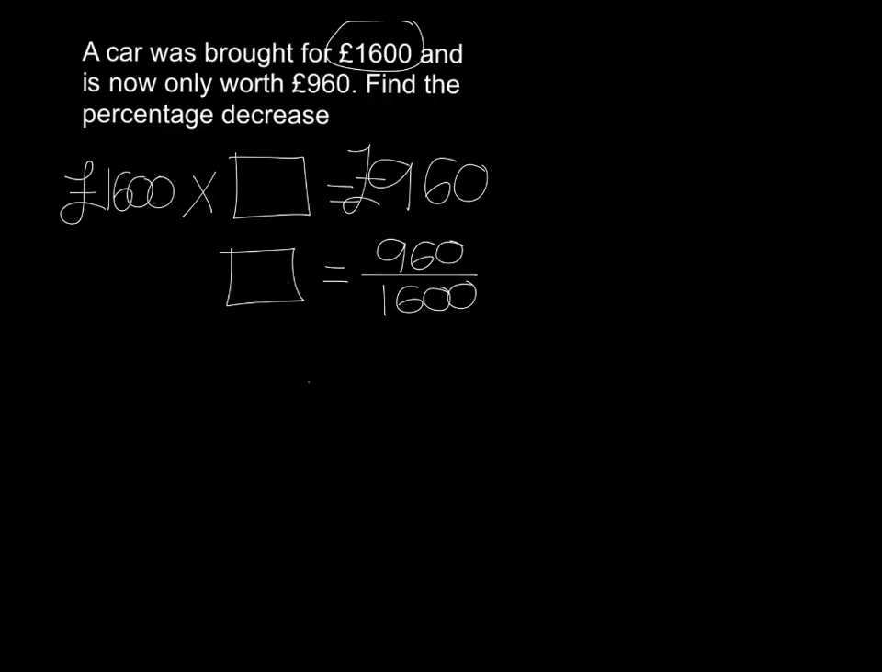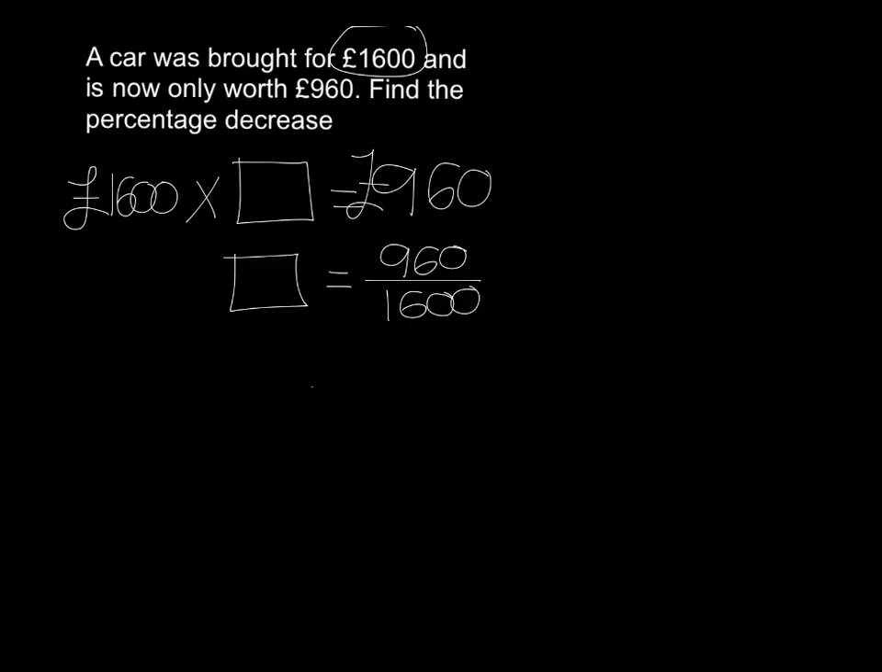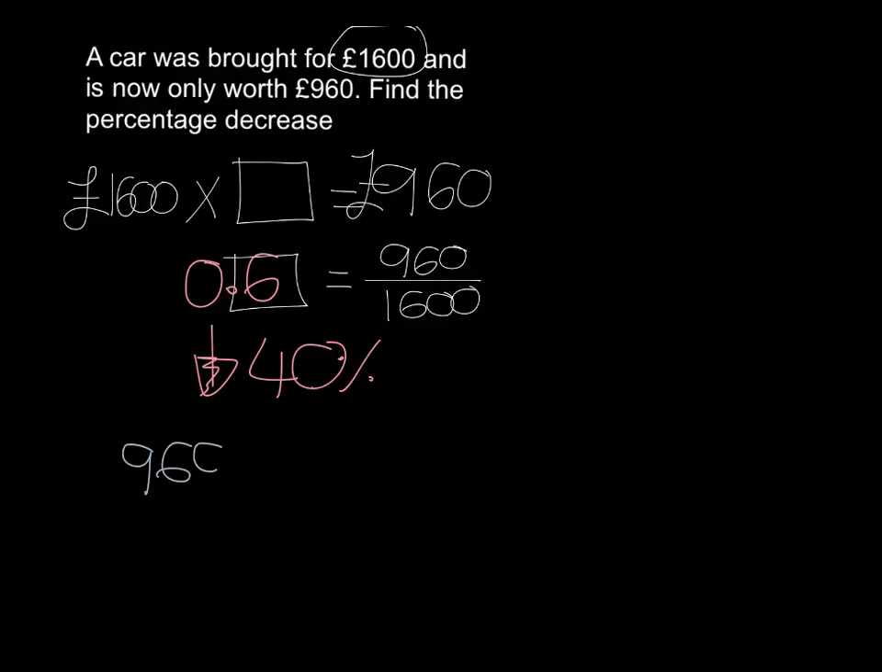Okay, so if it's a calculator question, you just type that in and that would get you 0.6. Now, that doesn't mean that you've got your answer. You need to tell yourself, what is a 0.6 multiplier? A 0.6 multiplier means a reduction, so a decrease of 40%. That's one option.